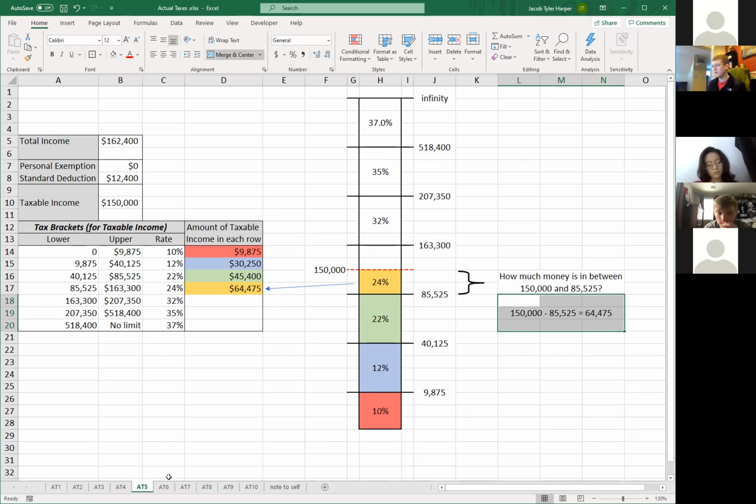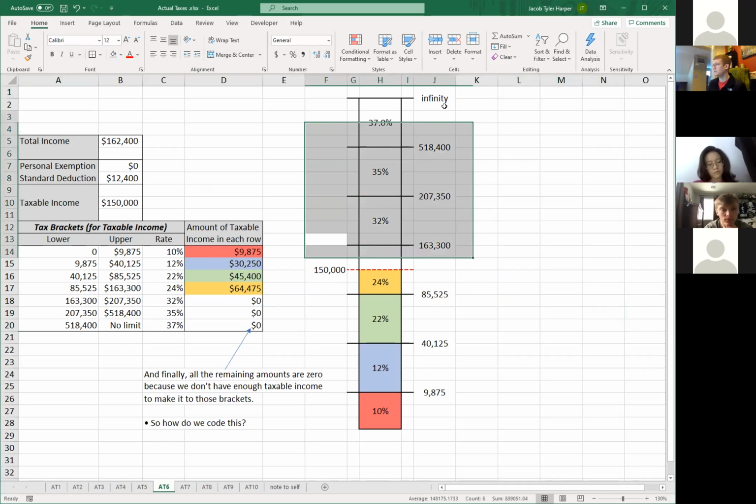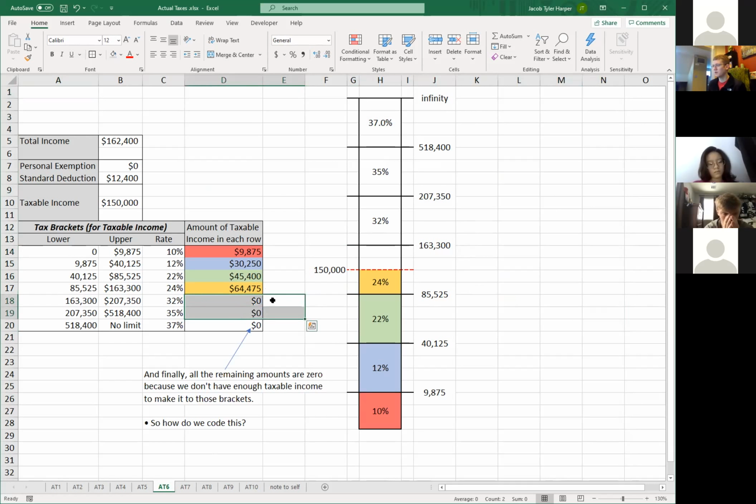Okay, and then the last step is very easy. All of these sections are completely empty. We don't have enough money to get up to these ranges, right? We stopped at 150,000, so there's $0 that makes it up into those final tax brackets. Okay, so that's if we were doing this by hand. Not too bad, especially if we can visualize it.